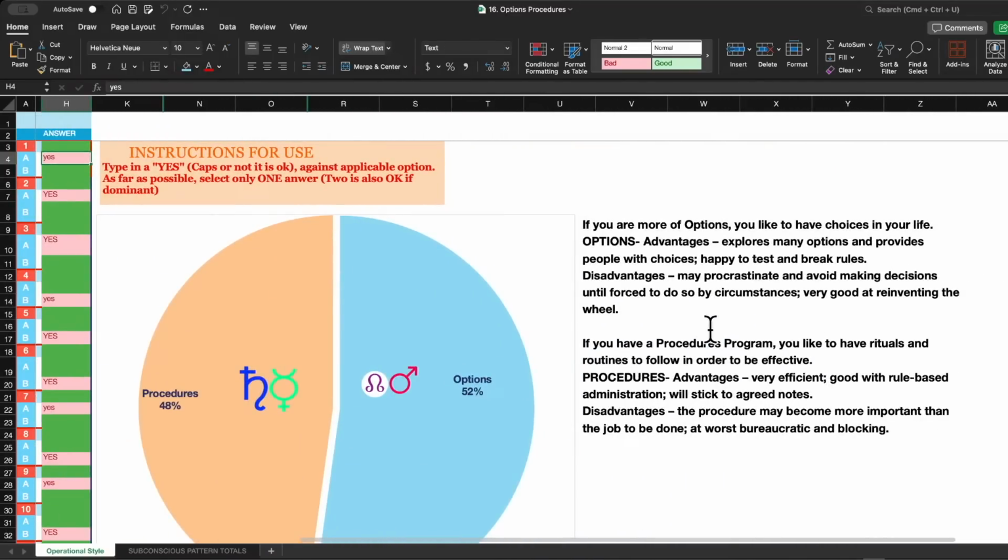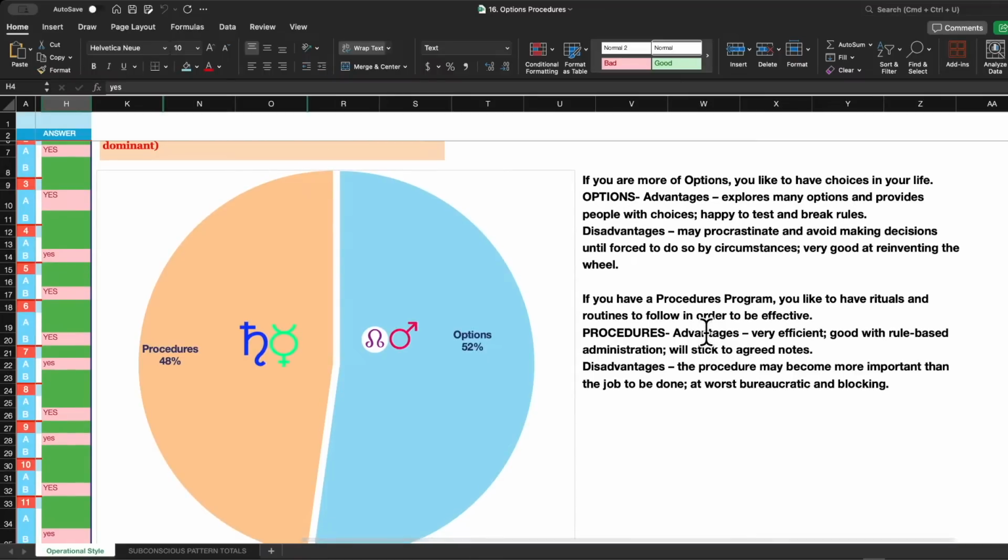Okay, so let's go through the description of this first. If you are more of an options person, you like to have choices in your life. Like I said, it's going to a buffet and seeing what is available on the menu first. You approach it from a menu perspective, a menu of choices available. That's part of us. Each one of us is both, of course. It's just the percentages that change.